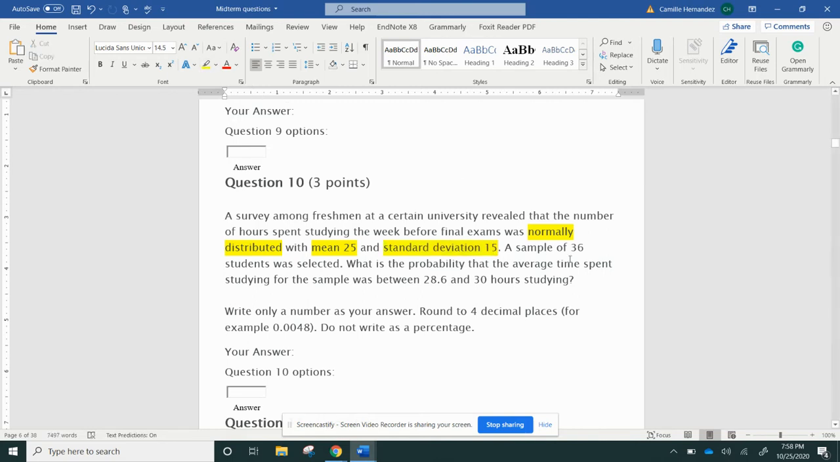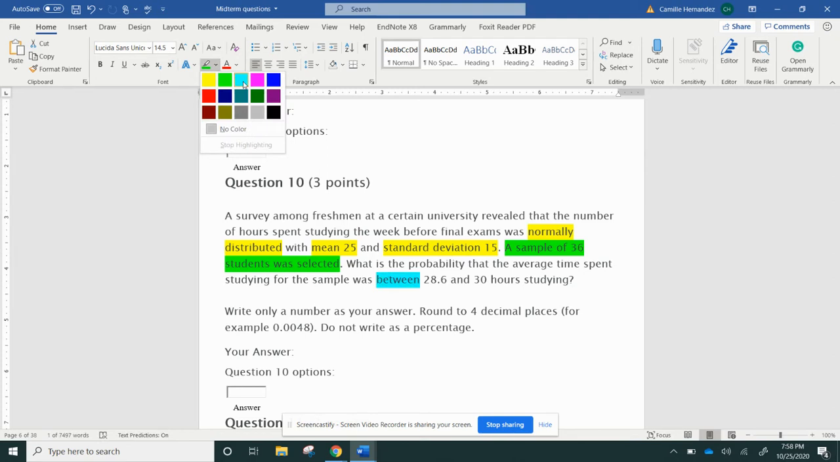A sample of 36 students, okay, this is new, and I'm going to make it a different color, was selected. What's the probability that the average time spent studying for the sample was between, again, going to do a different color, between 28.6 and 30 hours studying?